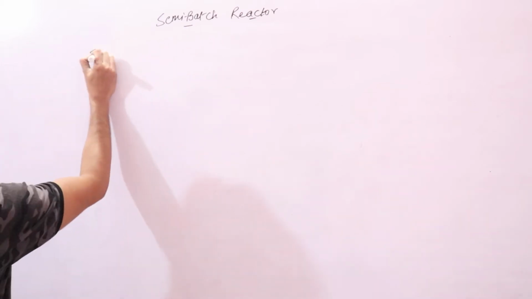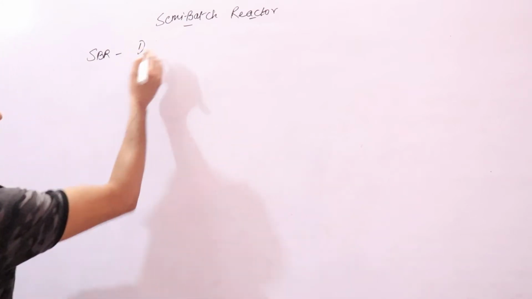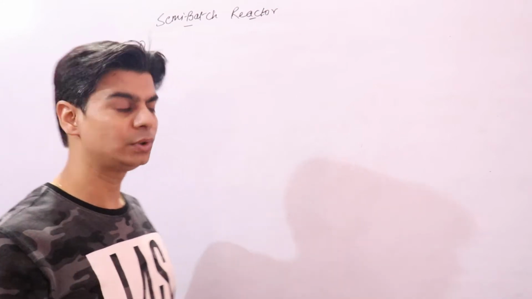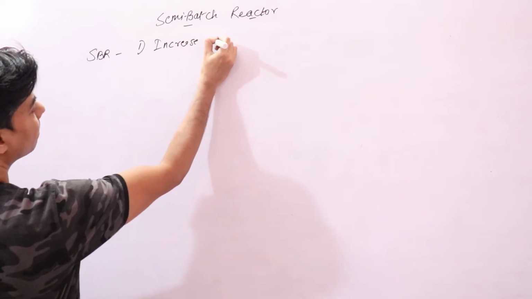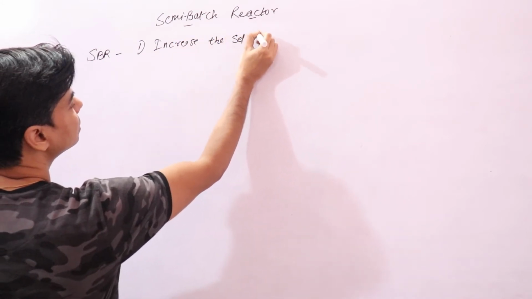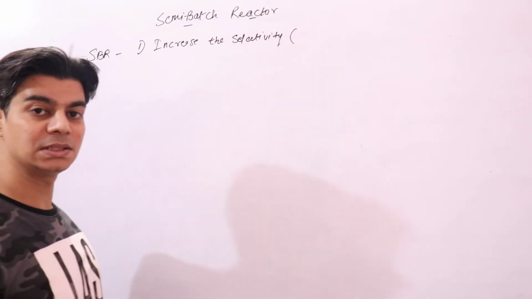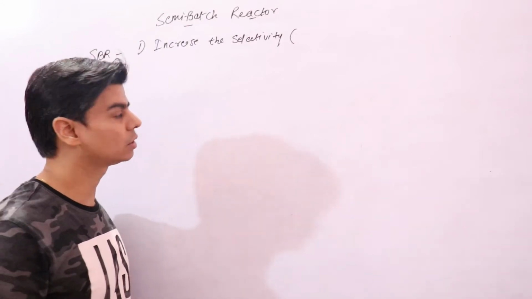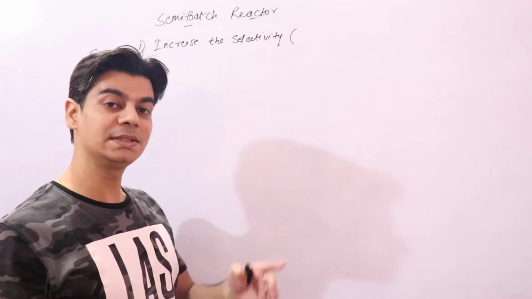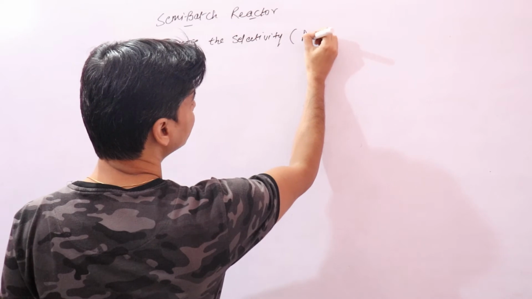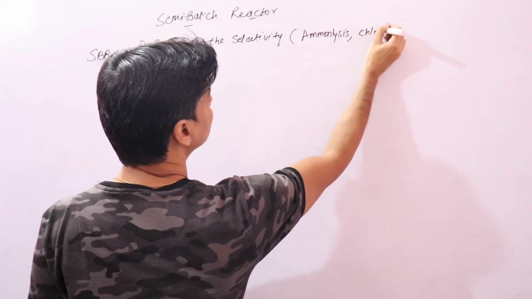So mainly a semi-batch reactor is used, first, to increase the selectivity of a reaction. We'll understand what selectivity is exactly. What kind of reactions are those where we increase the selectivity using a semi-batch reactor? Ammonolysis and chlorination.